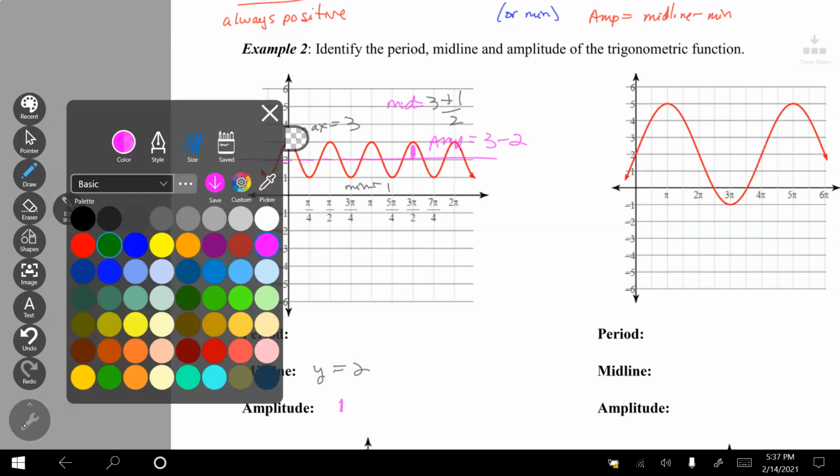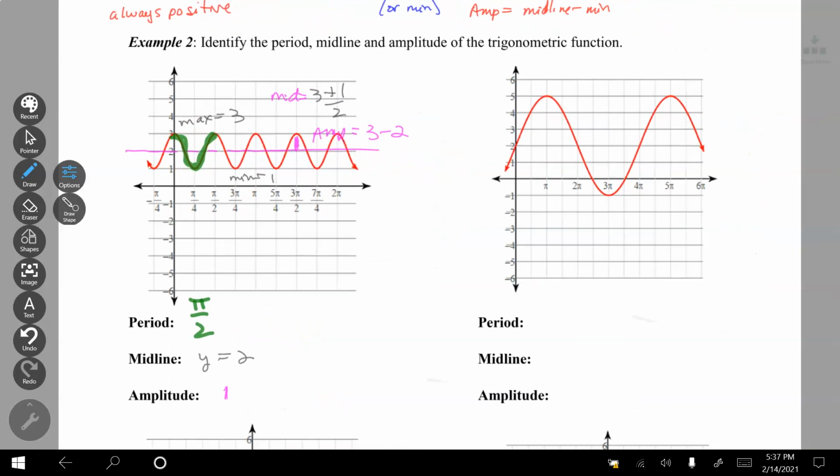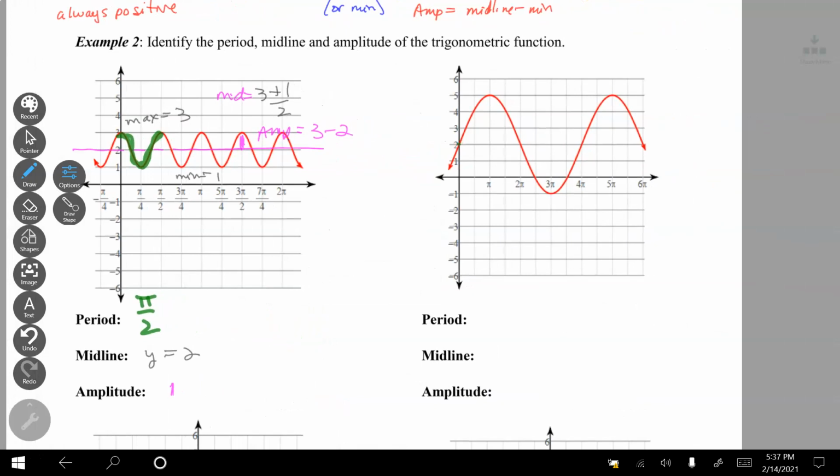And the period again, I'll make it a little bit thicker. I can start here and just draw one period of this graph, and I can realize this is one full cycle, and that is pi over 2. That is my period. Going to the next graph, I'll do the period first. If I start here at the y-axis at y equals 2, and draw one full cycle and stop again when I get to y equals 2 going in the same direction, I can see that this is the period, and that is equal to 4 pi. That is the period.